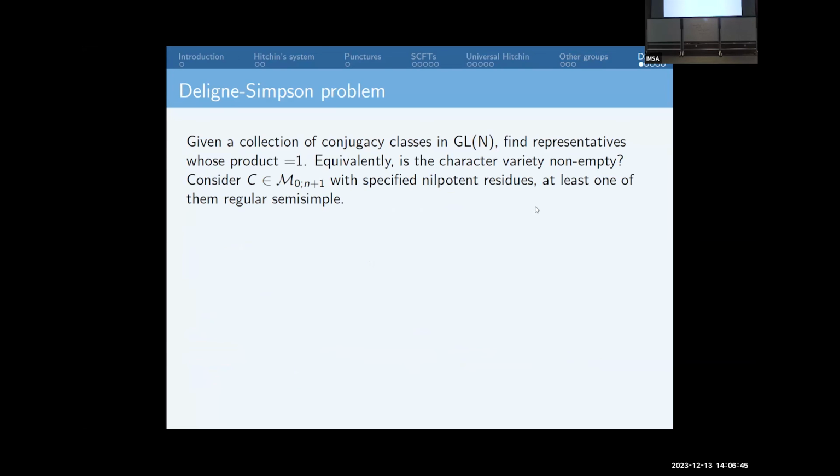So let me talk about the possible application. Carlos many years ago pointed out a connection to the Deligne-Simpson problem and Hitchin system. Given the collection of conjugacy classes in GL_n, we want to try to find representatives whose product is one. Equivalently, we're looking at the character variety of representations with given conjugacy classes in monodromy. And the question is: is the character variety empty or not?